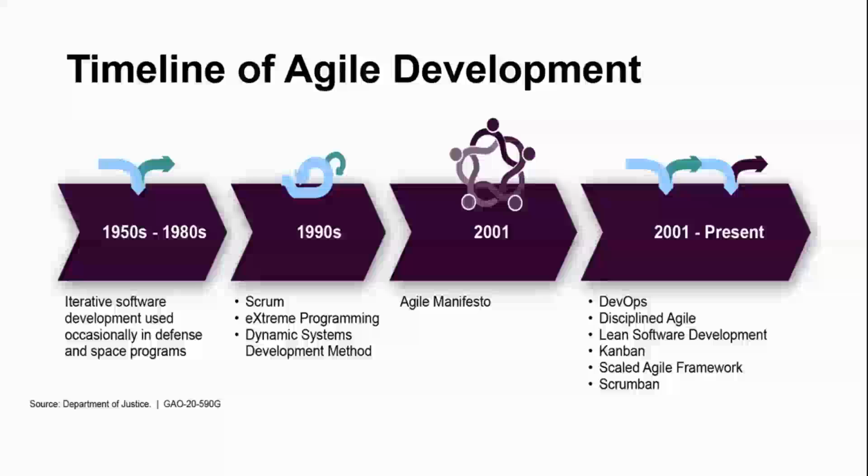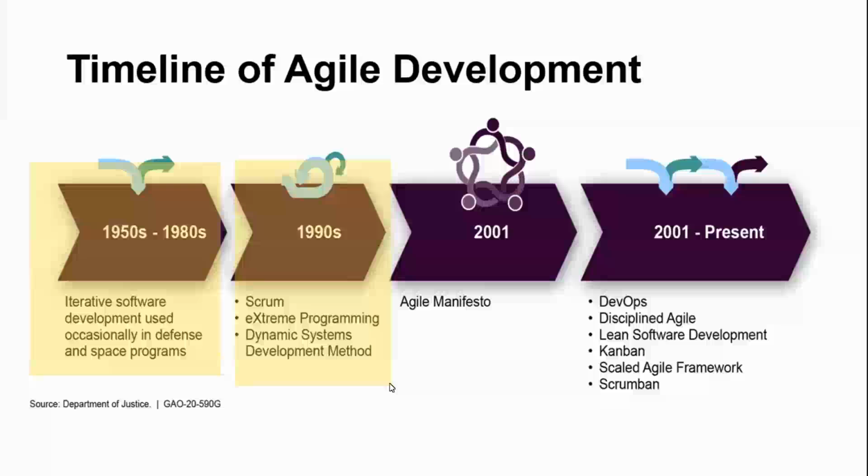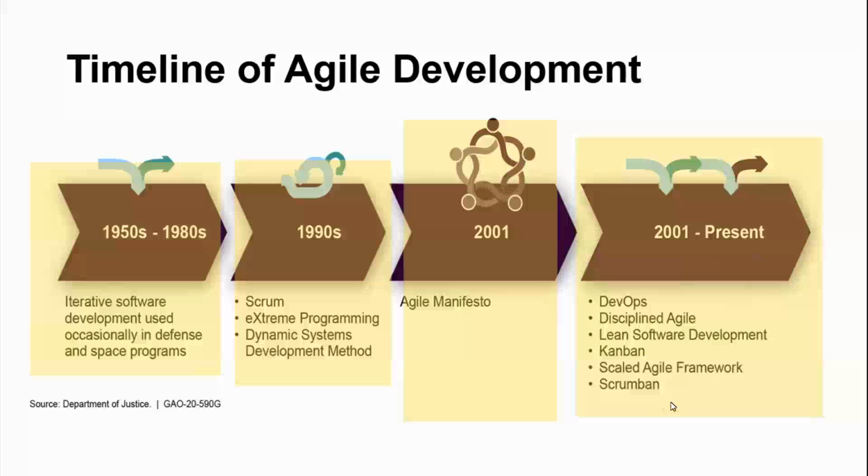The timeline of Agile development shows that in the 1950s to 1980s, iterative software development was used occasionally in defense and space programs. In the 1990s, we saw Scrum, XP, DSDM. 2001 is when the Agile Manifesto was written. And between 2001 to present, we have a smattering of frameworks and methods: DevOps, Disciplined Agile, Lean software development. Most popular, of course, is Scrum. So we'll take a look at some of those very popular ones.